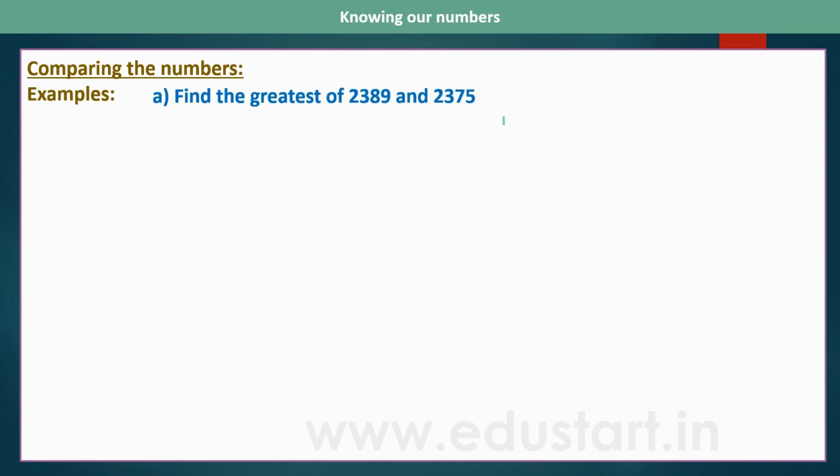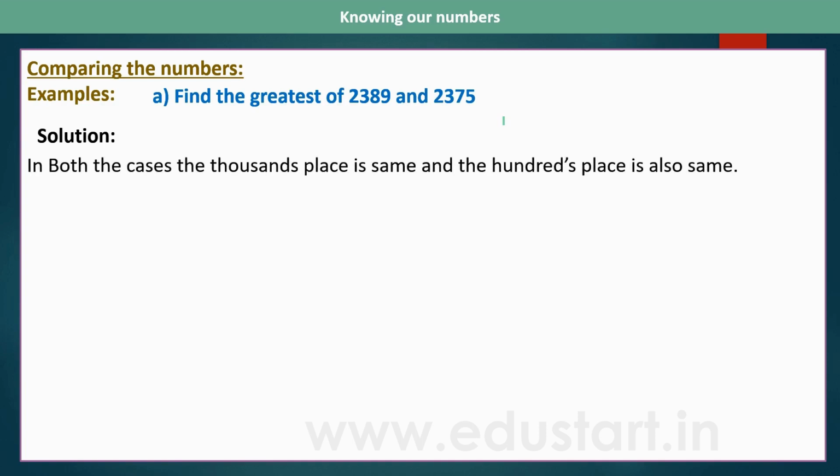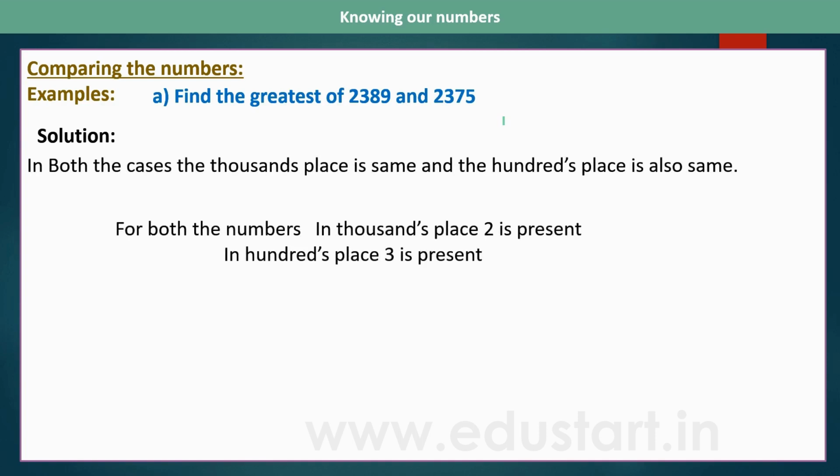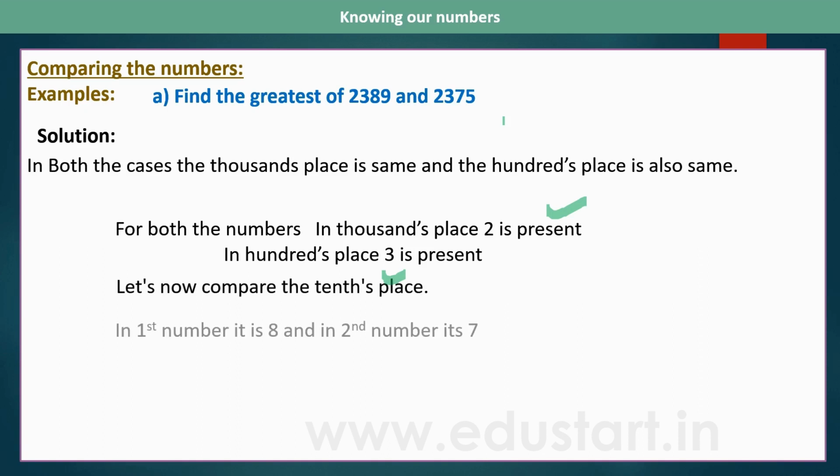So let's find the greatest of 2389 and 2375. In both the numbers, you can find 2 in the thousands place and 3 in the hundreds place. So what is the solution? For both the numbers, in the thousands place 2 is present and in the hundreds place 3 is present. So let's now compare the tens place.